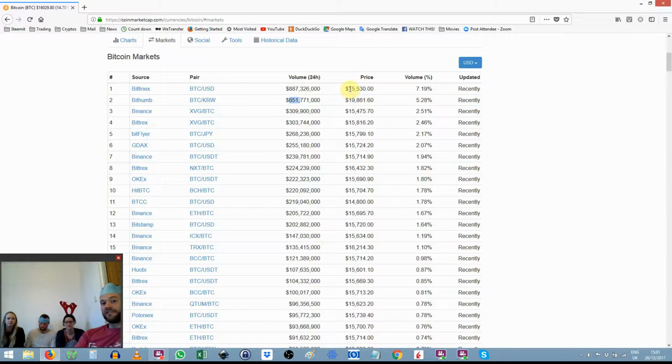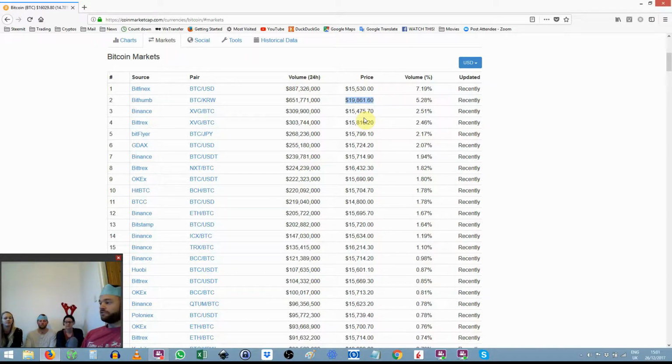If you look at the prices, can you see the prices there? Means Koreans are very clever. Maybe, maybe not, because look at the prices. It's 15,000 on these exchanges, 16,000 on that exchange, but the Koreans are willing to pay $19,000 for a Bitcoin. Because there's so many of them that want to buy, they're pushing the price up. And they are single-handedly responsible for a lot of this recent boom, actually.